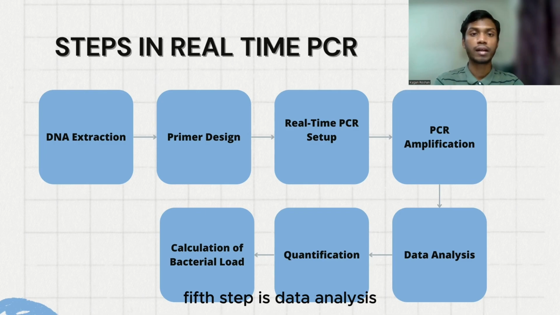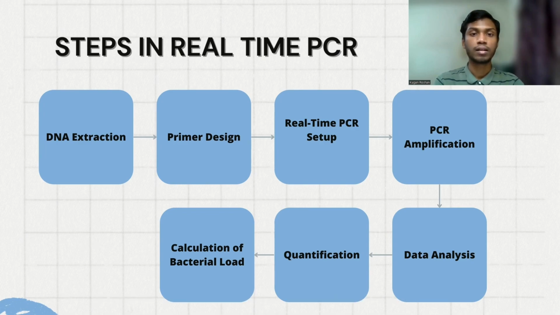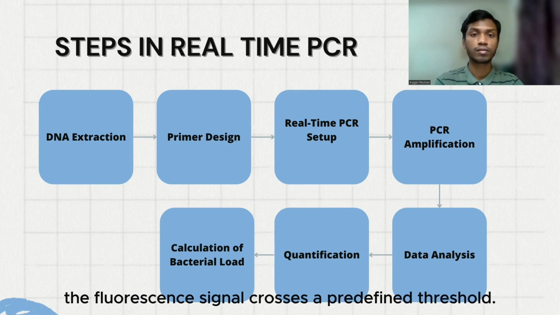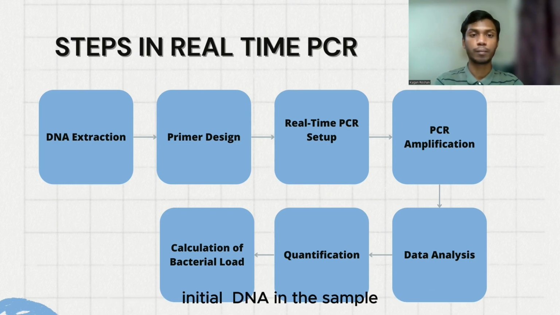Fifth step is data analysis. The real-time PCR machine generates a graph showing the increase in fluorescence over cycles. The cycle threshold, CT, value is determined, which represents the cycle number at which the fluorescent signal crosses a predefined threshold. Lower CT values indicate higher amount of initial DNA in the sample.